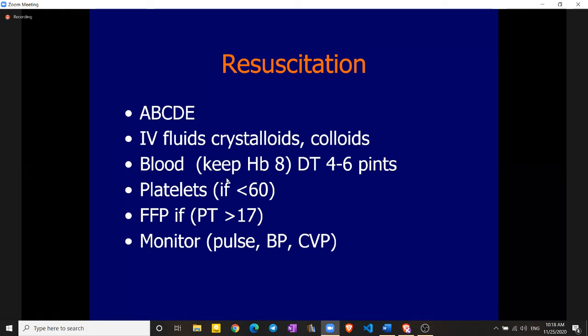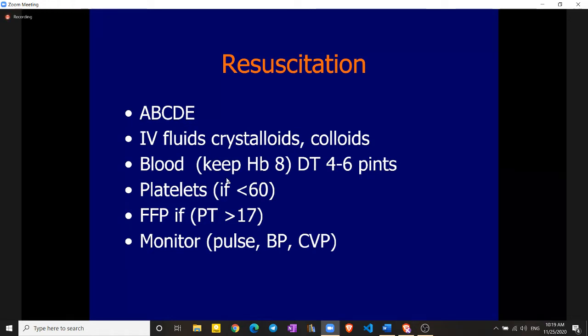Then blood, keep the edge. Now, this is another important point. You must not over transfuse. They have done randomized trials to show that in a patient with an upper GI bleed who doesn't have ischemic heart disease, the target HB is 8, not 10. If he has ischemic heart disease, then you can go up to 9 to 10. But otherwise, the target HB is 8.